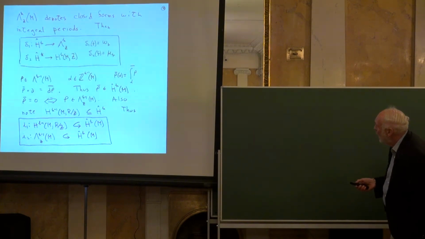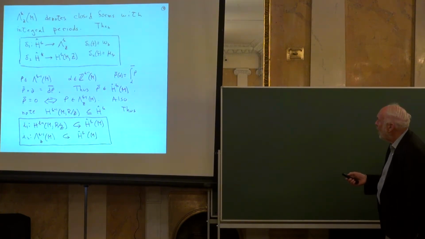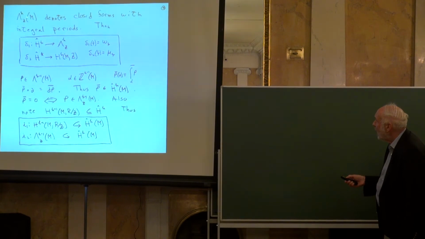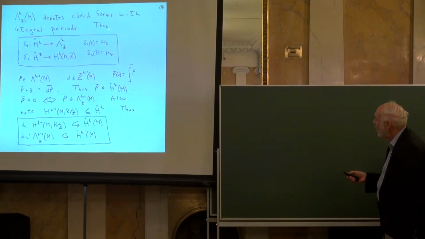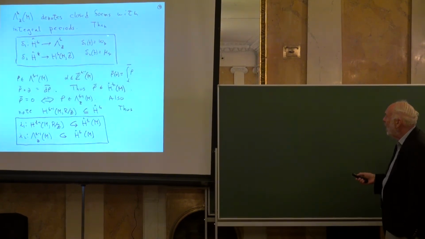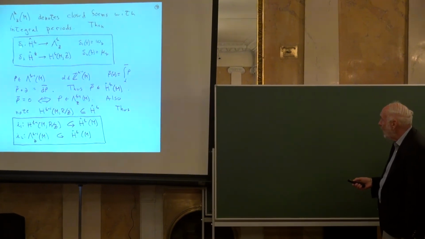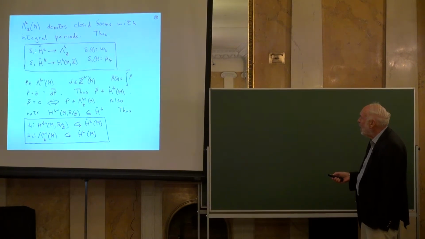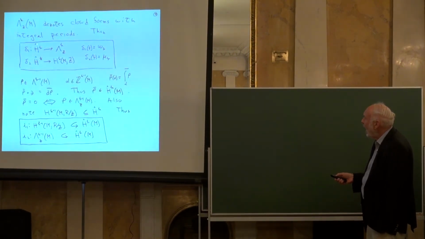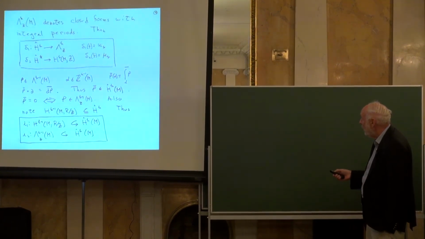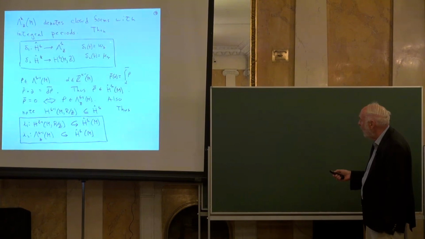Now, let's suppose we let wedge k, for any k, sub z be closed forms with integral periods. Okay? Then we see that, so now I'm going to define a map. Delta 1 takes H k hat into this wedge k sub z. Delta 1 of f is omega sub f, the original omega sub f.